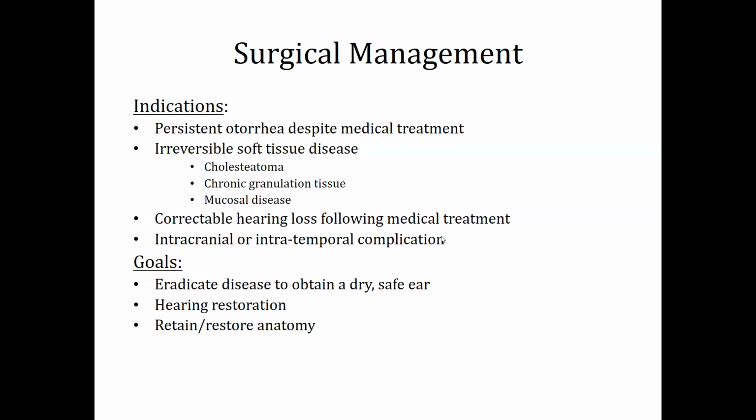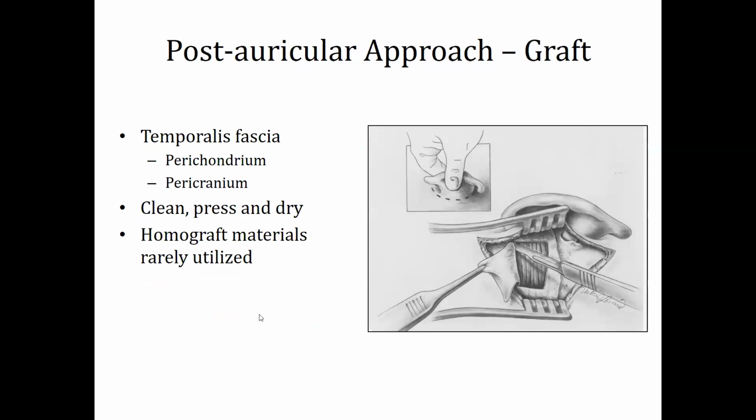So the goals of surgery are always important. We have this ladder of thought. When you think about the goals of surgery, obviously safety is first. We're trying to create safety, whether it's cholesteatoma or cancer. You're going to rid the disease. Function becomes secondary, even though ideally the goal would be to retain hearing. It becomes a secondary goal, secondary to safety. And of course, intracranial or large complications always supersede any other goal. So ideally, we'd want to create a safe, dry ear, try to restore hearing, and retain your anatomy.